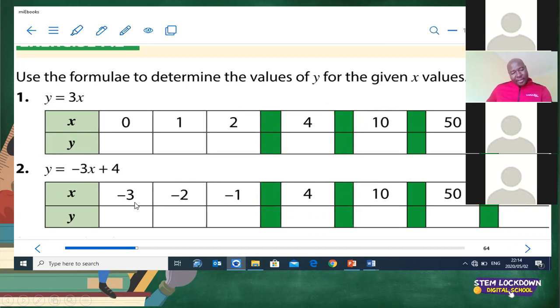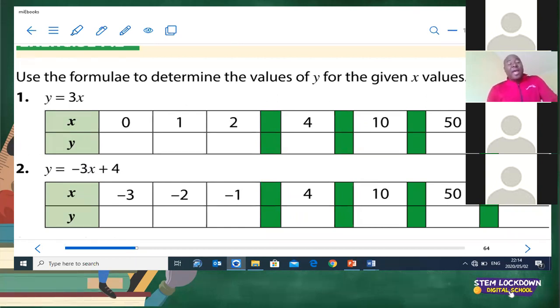Now, when x is -3, you are simply going to substitute -3 in this equation. So you will have -3 times -3. Remember, -3x there means you are multiplying. That's the product of -3 multiplied by x. So because x is -3, it will be -3 times -3, which is +9.